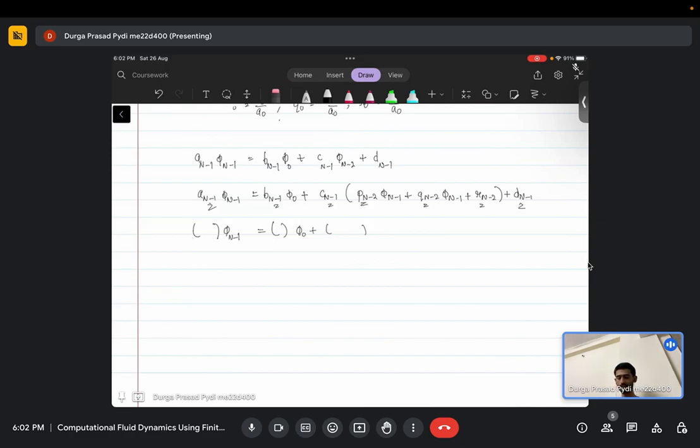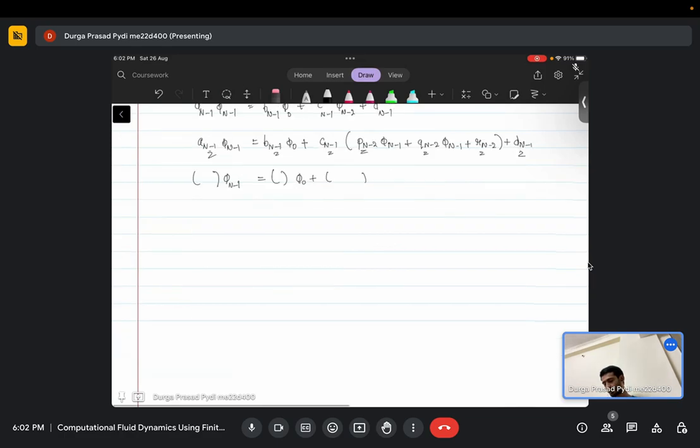So I'm not writing the coefficients here, but you will get phi n minus 1 as a function of phi 0. Now what we do again is, now that we know the value of phi n minus 1 from this expression, we will substitute back in the original equation. So the original equation goes something like a0 phi 0 equals b0 phi 1 plus c0 into, here we have a phi n minus 1 term, plus d0. Now from here I can substitute this value back here.